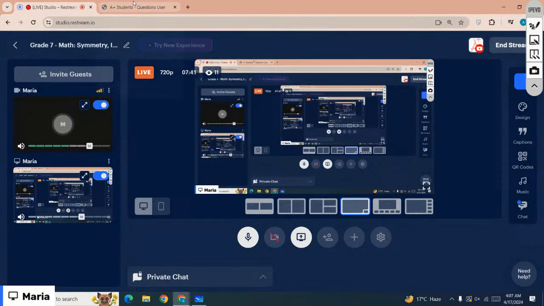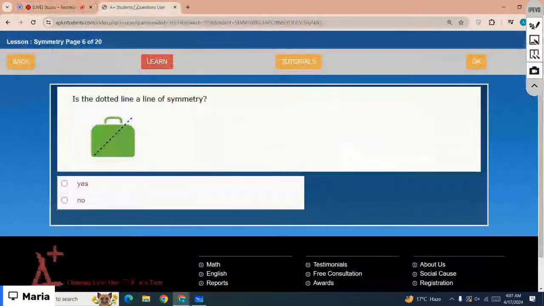Grade 7 it is. Is the dotted line a line of symmetry? Can you hear me?